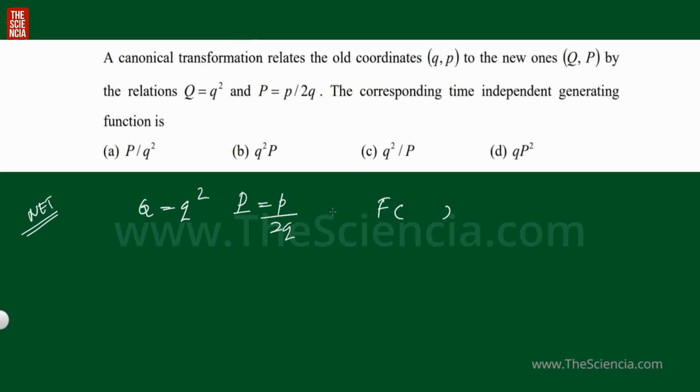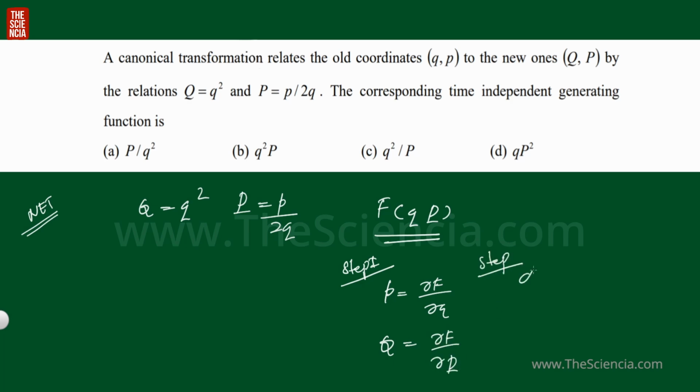See, every given option is a function of q and the capital P. Right? So the generating function is f of q, P. So the first step, you have to find out p equal to dou f by dou q and Q is equal to dou f by dou P. Then step 2, you now find the dF, and step 3, you have to substitute in dF.